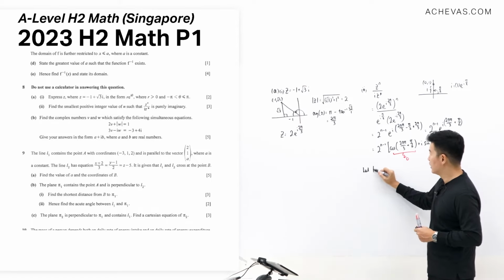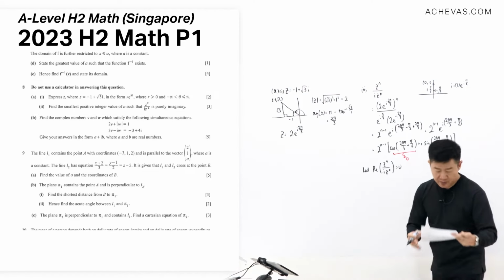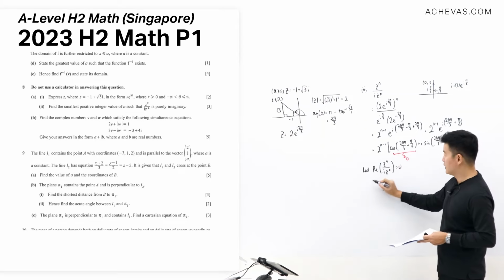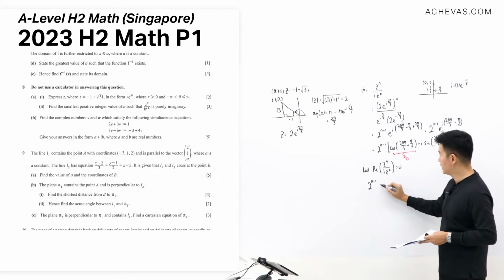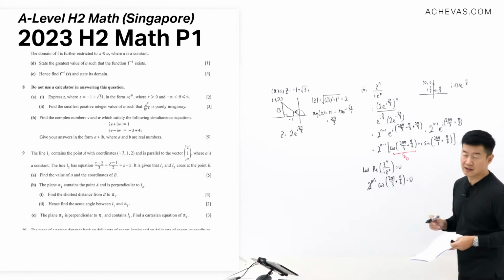I'm going to let the real portion of z to the power of n over i z conjugate be equal to 0 in order for this expression to be purely imaginary. And the real portion of this will be 2 to the power of n minus 1 cosine of 2n pi over 3 plus pi over 6. This is equal to 0. So this can be cancelled, because this is always going to be positive.